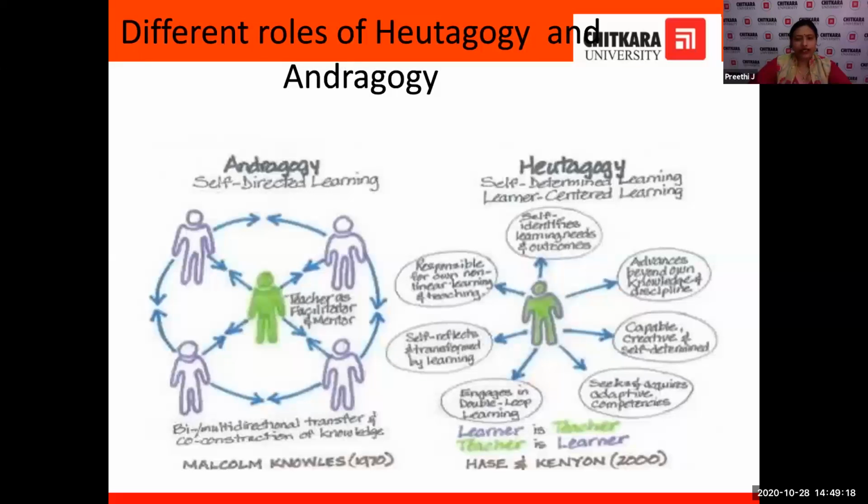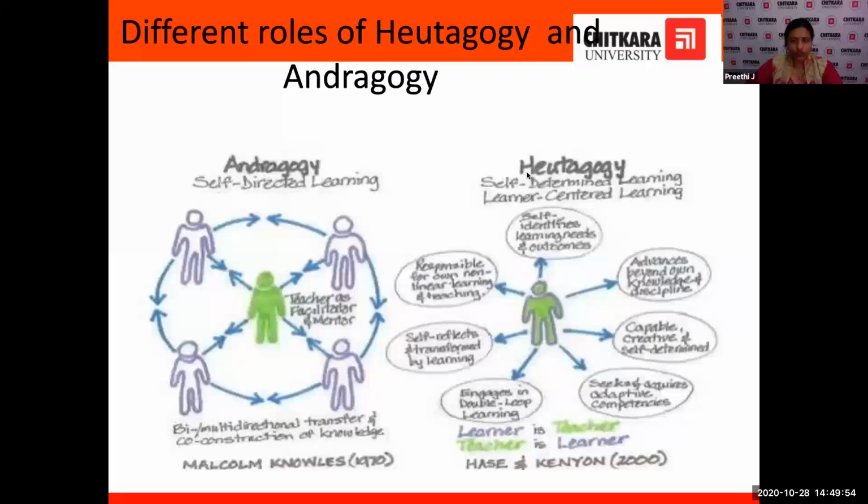So I think it's perfectly fine if you cannot read, but if you can just look at the picture and see the direction of the arrows. So in andragogy, it is the teacher who kind of directs the entire learning process. So the students or the participants come back to the teacher to kind of get an idea: what next? What should I do? What should I learn? And the guidance is provided by the teacher.